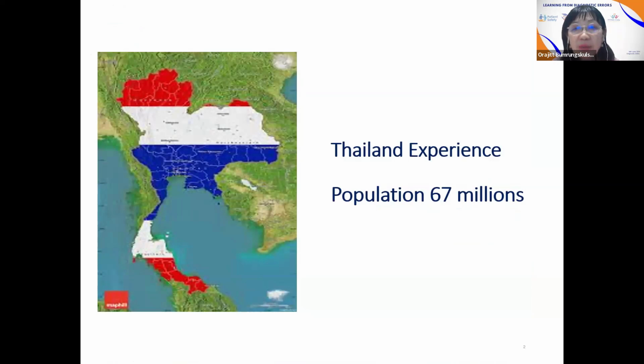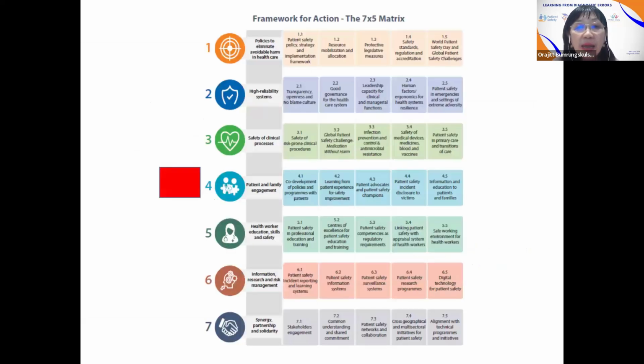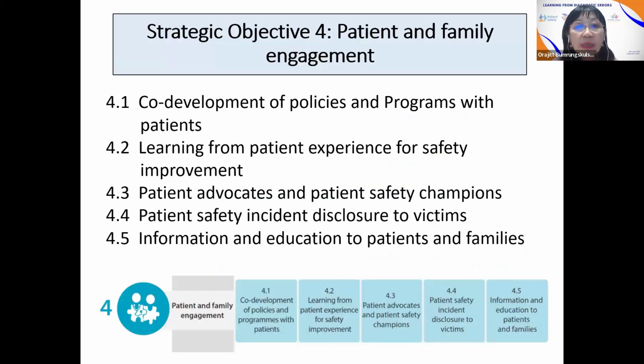Thailand has 67 million population, very small compared to India's population. Next slide, please. As you know, the WHO has already done the Global Patient Safety Action Plan 2021 to 2030. Next slide, please. Strategic objective number 4 talks about patient and family engagement. It's already there, so I'll not go into detail. Next slide, please.